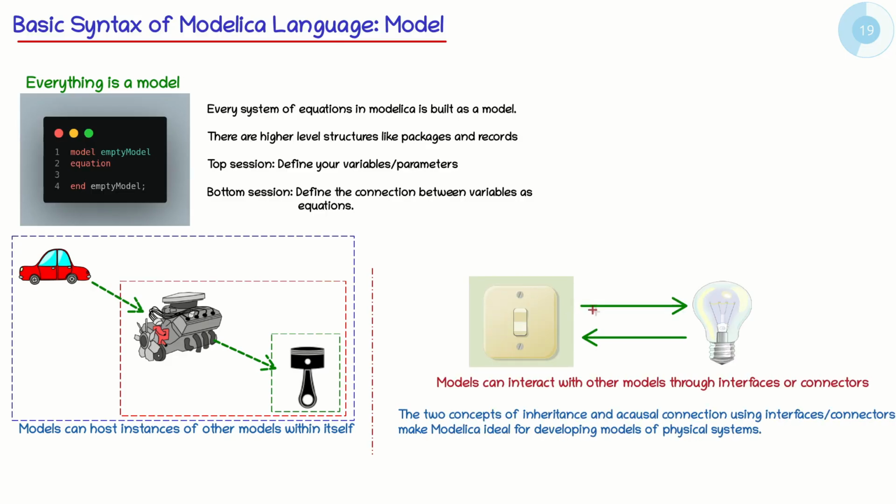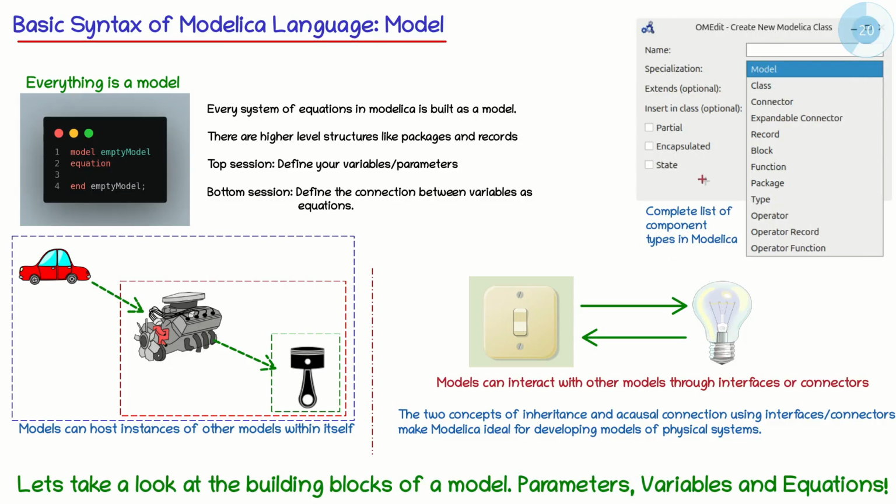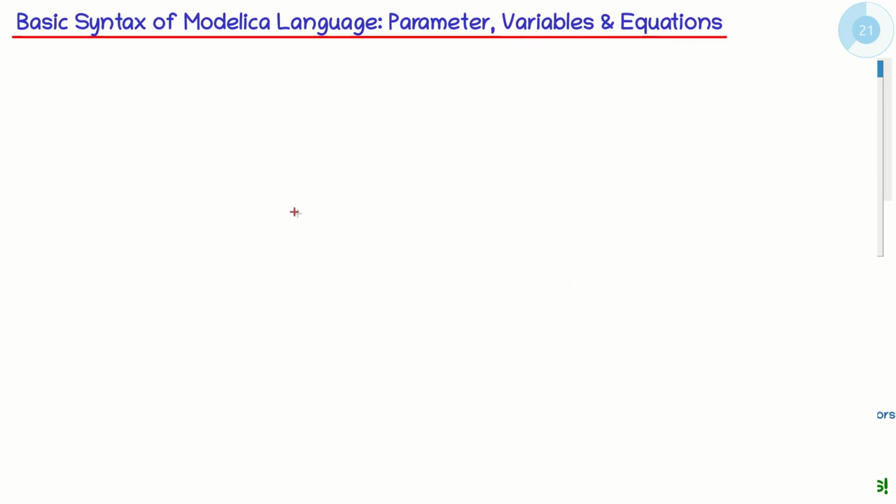Also, each model can communicate with other models through interfaces or connectors. A switch can communicate with a bulb and the bulb can communicate back to the switch. This is ideal for building acausal connections that are common in physical systems. Also, there are some other types of constructs in Modelica, which are connectors, records, functions, packages, etc., which we will cover in some of our upcoming sessions. But for the time being, we will only be using the concept of model. So let's start building the model.